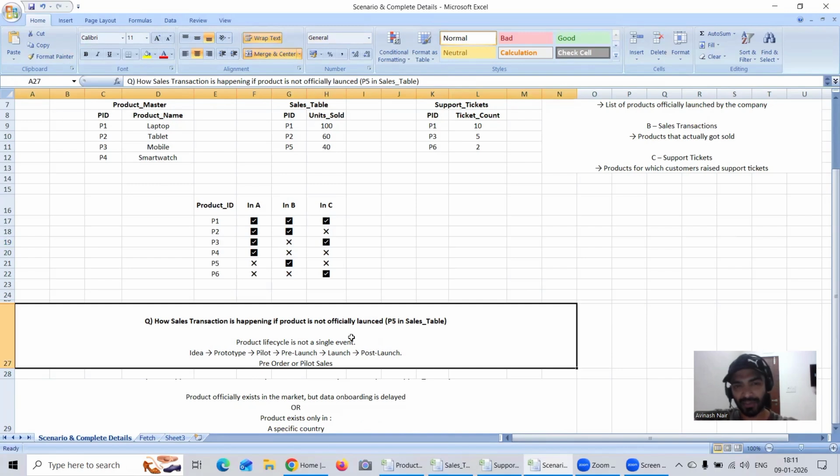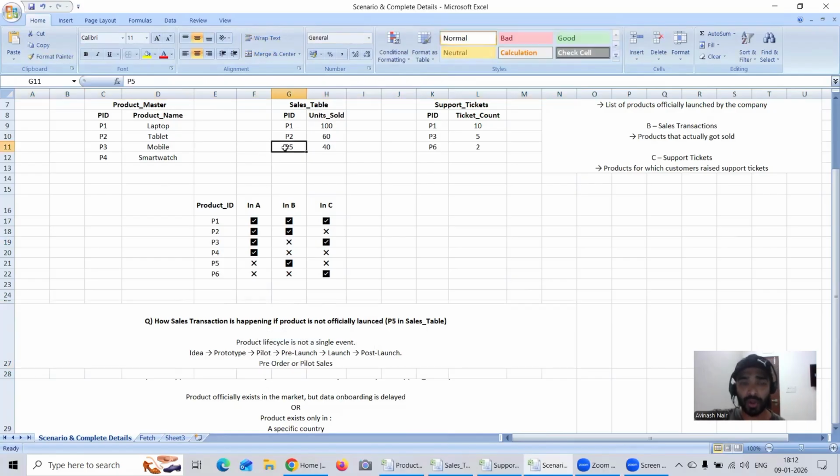So at the end of the day, you don't need to understand all these meanings, but just need to understand that there is a life cycle for a product, and sometimes there are certain pre-sales, pre-orders or pilot sales which happen. I was mentioning this term called pilot, which means although this P5 is not officially launched, during that pilot process, they launched in certain regions.